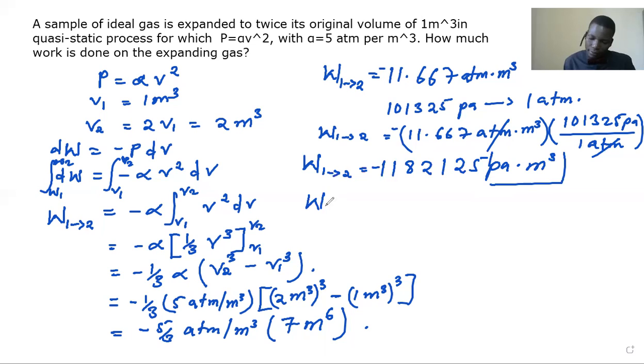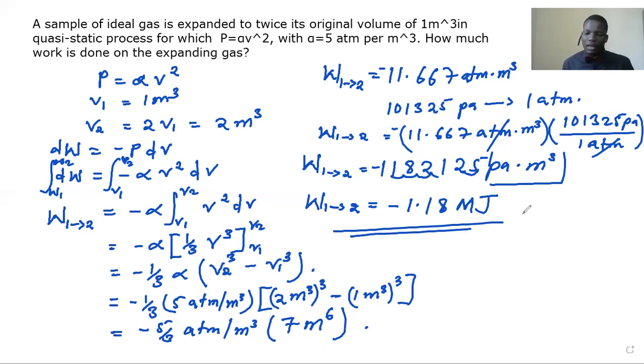So work done from initial to final, or work done on expanding this gas, is going to be negative. So we can say about 1.18 gigajoules. So this is how we calculate for that question.